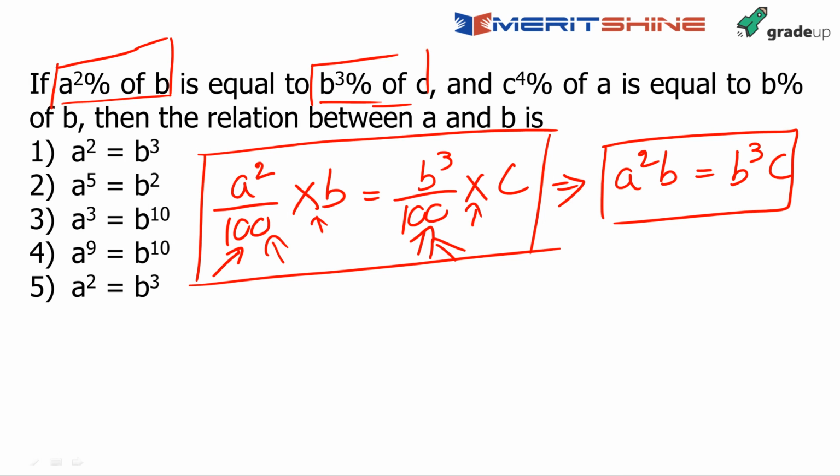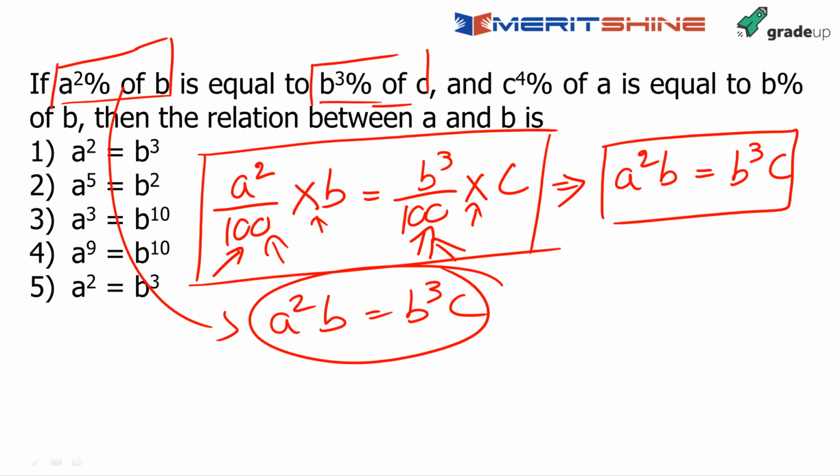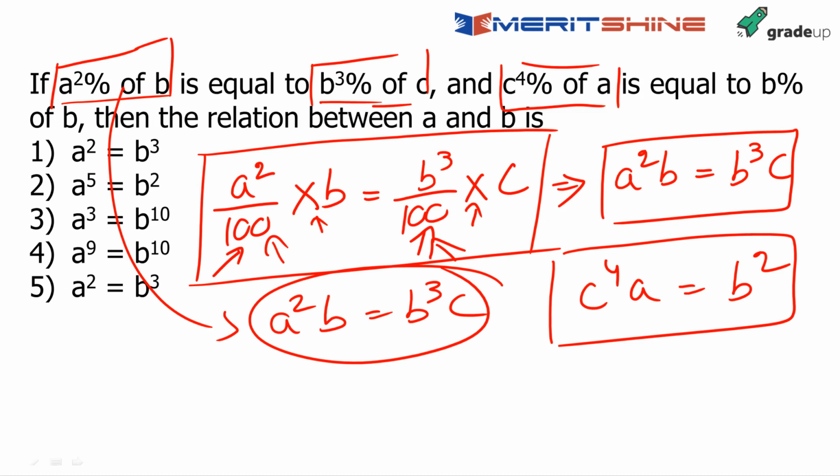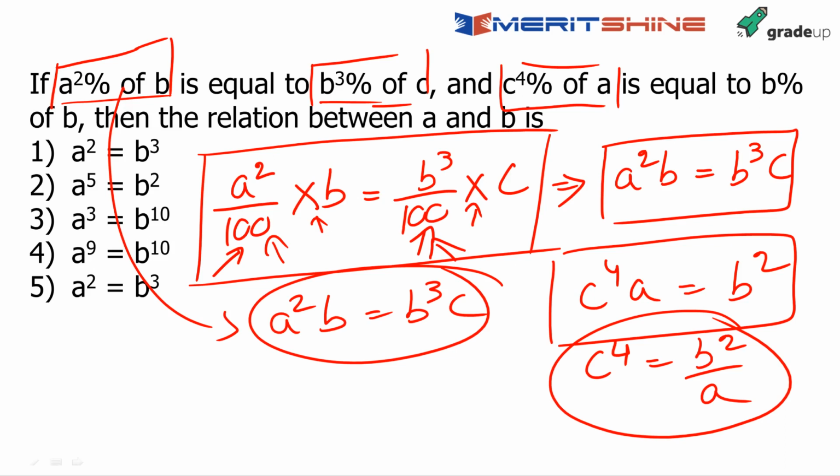So the moment I see this, what I'll write directly is A square of B is equal to B cube C, fine. What do I write this thing as? This is C raised to the power 4 A is equal to B percent of B, which would be nothing but B square. Just substitution and nothing else is required. So C raised to the power 4 is equal to B square by A here, and in this case this reduces to A square upon B square is equal to C. Just equate them, you will get the answer.